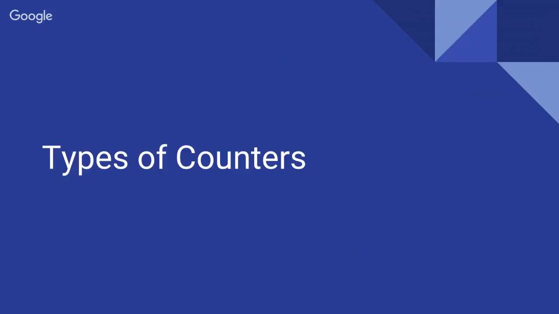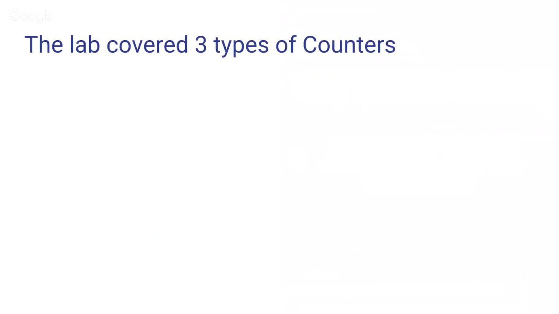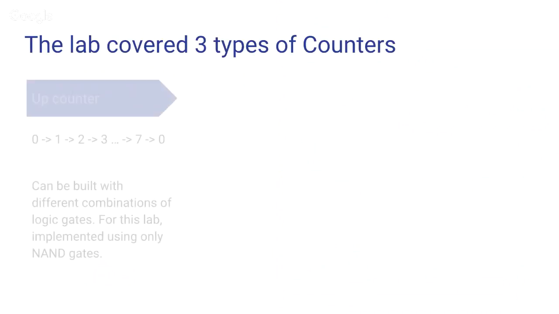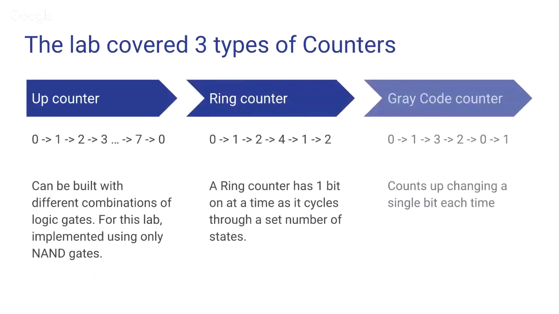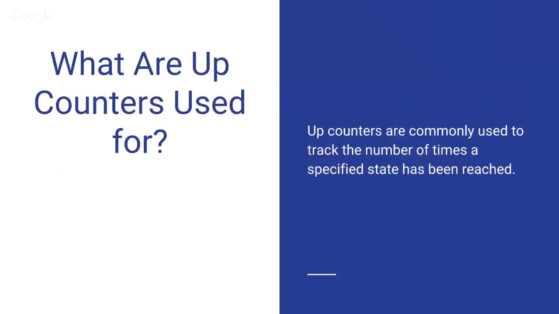Thanks, Sarah. Counters allow us to apply time to digital circuits. In these cases, the circuit says change X when state Y occurs. An example of this would be an alarm clock or a timer on a camera shutter. This lab covered 3 types of counters: the up counter, ring counter, and gray code counters. Now we'll pass it back to Sebrin. Thanks, Kev.